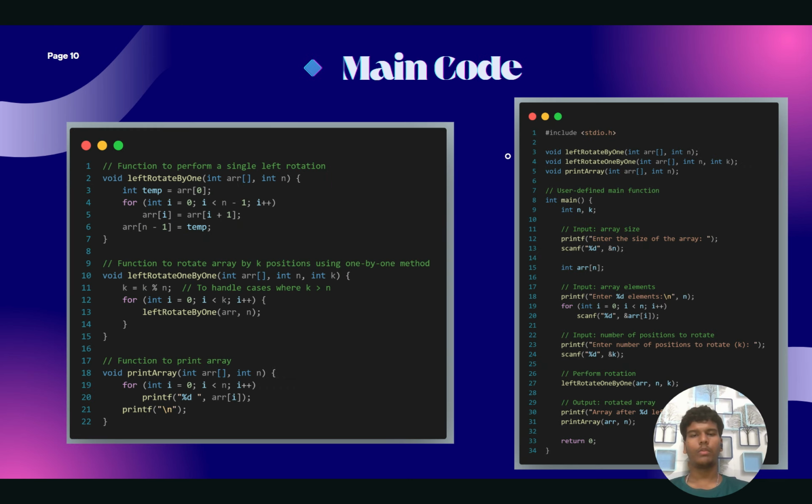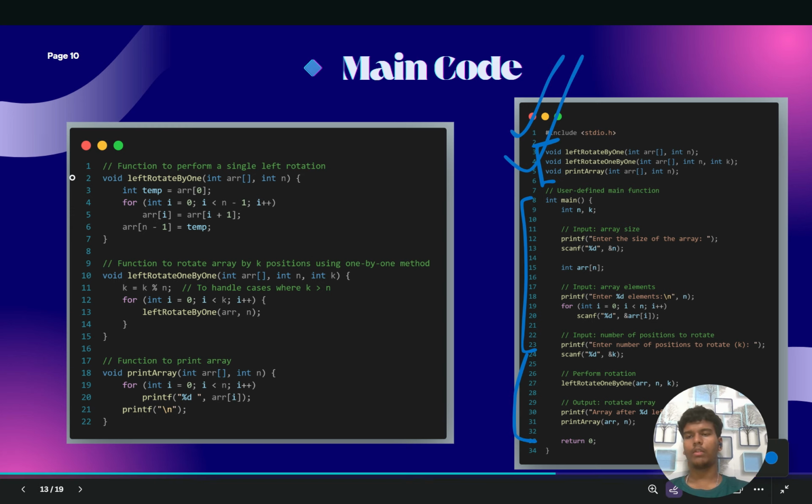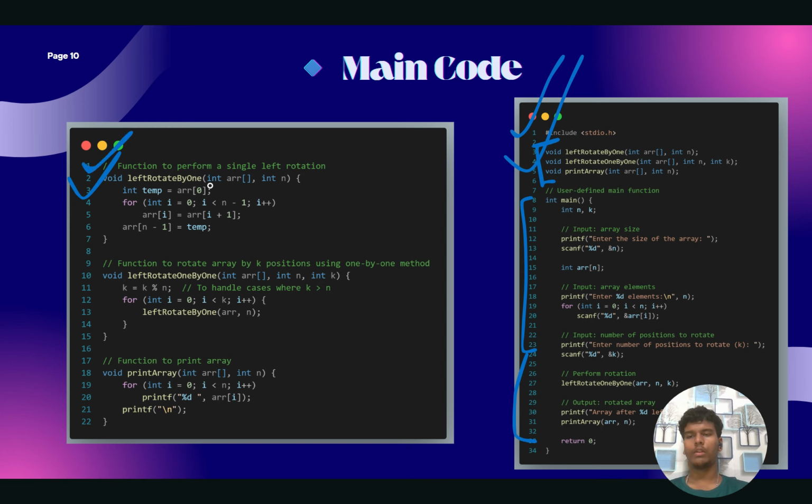In the main code, it's pretty similar to the first method. The main function is pretty much the same. This is the function prototype, and this is the main function, and we have our functions here. Left rotate 1 by 1 performs a single left rotation, and we rotate all the elements one by one through this function. So we are calling this function here, we can see.